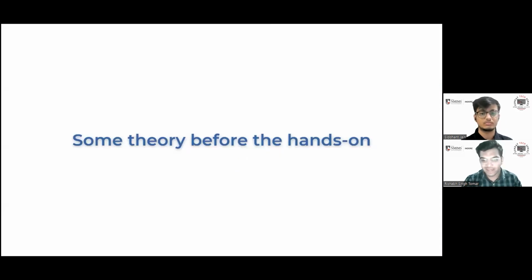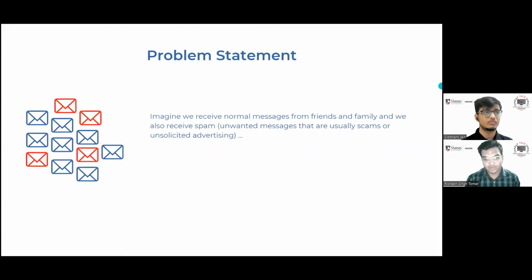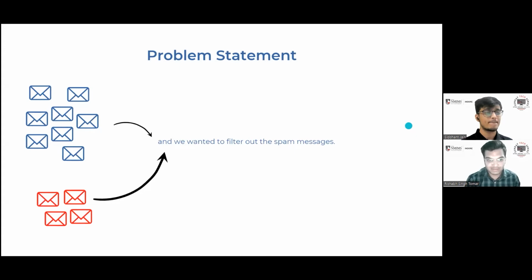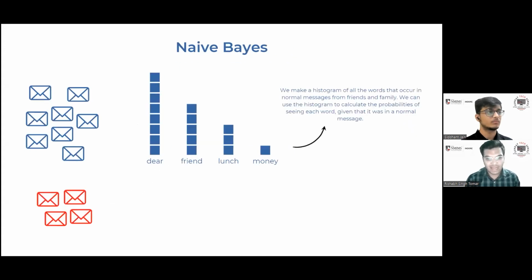Now, before we start with the hands-on session, let's understand what is the problem that we are trying to solve and the ways in which we are going to solve that problem. In this demonstration, we are trying to solve the problem of spam detection. We all receive messages from friends and families, and we also receive spam emails, which are unwanted messages that are usually scams or unsolicited advertisements. Now, the problem at hand is to classify whether a given message is a normal message or a spam message. So let's see how it can be done.